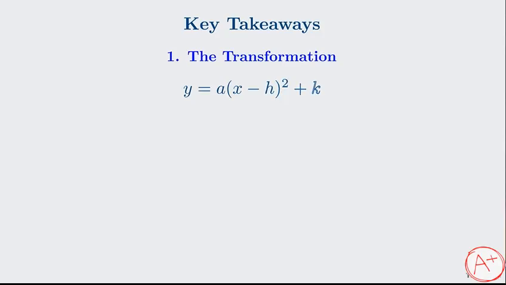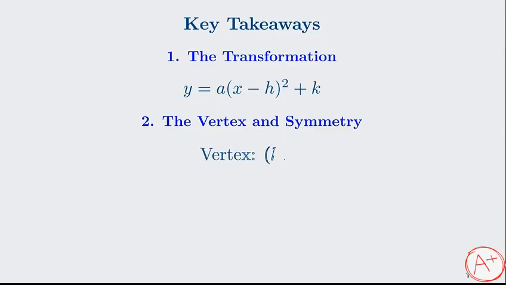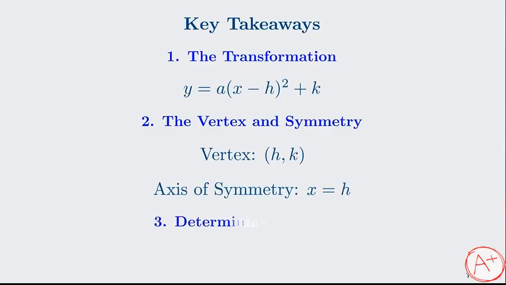To summarize our lesson on completing the square: it transforms a quadratic from standard form to vertex form, a, open bracket, x minus h, close bracket, squared, plus k, which is essential for identifying the graph's turning point. The coordinates of the vertex are h, k, and the axis of symmetry is always the vertical line x equals h. The value of k represents the maximum or minimum value.